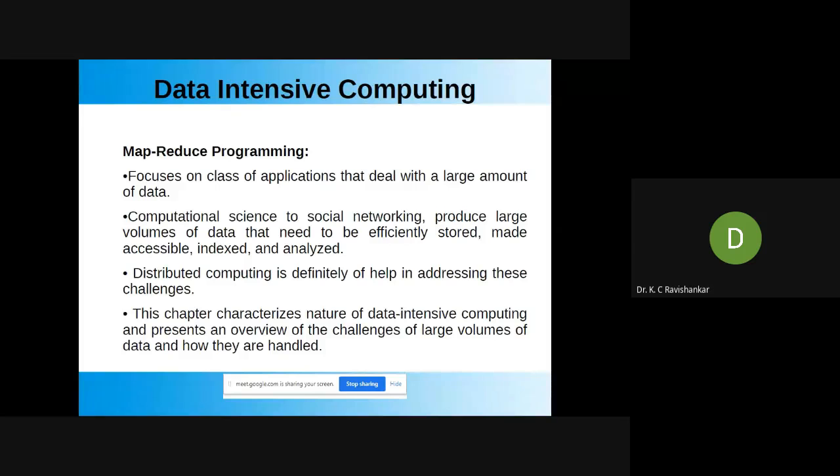Earlier, output-driven programming. Now we need to think about data-driven programming. Data is very, very important, because wherever you see, data is very, very important. Based on the data, you do a lot of analysis.